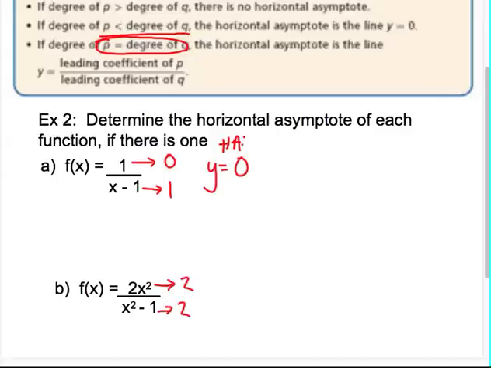So in the numerator, my leading coefficient is 2. Sorry, let me label my work. Horizontal asymptotes are y equals lines. So in the numerator, the coefficient of my one term there is 2. In the denominator, my leading coefficient is 1. So my horizontal asymptote is the line y equals 2.